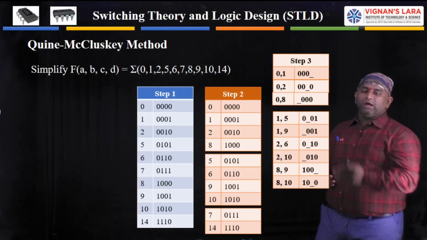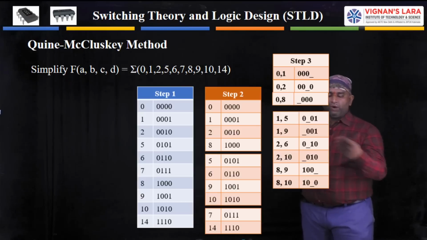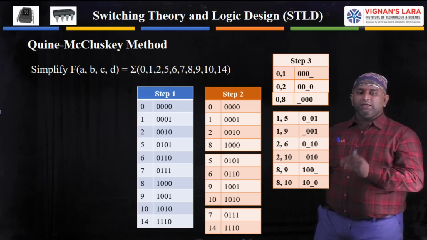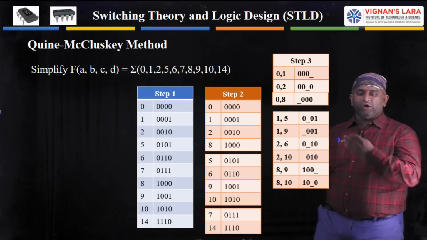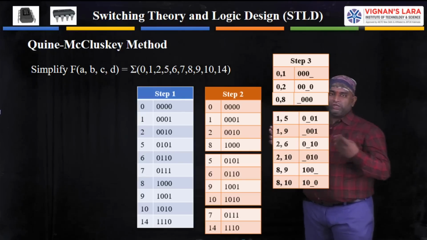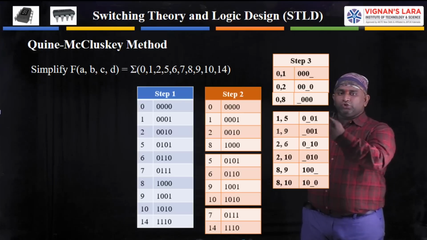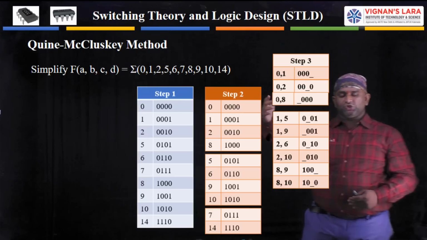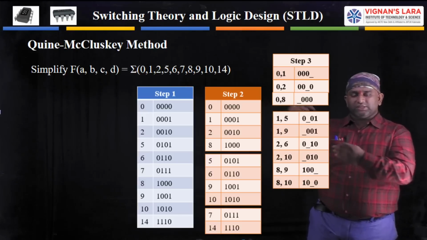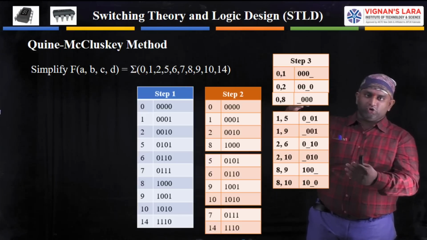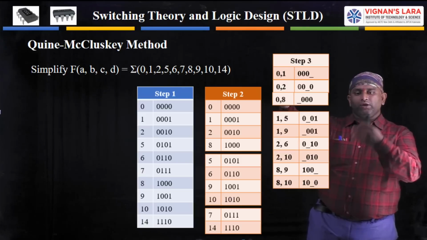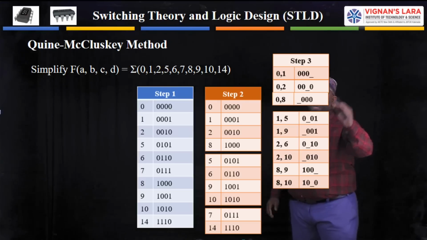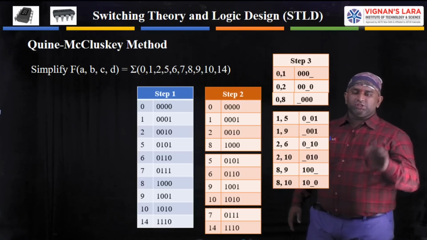So see here 1, 5. In 1 it is 0, 0, 0, 1. In 5 it is 0, 1, 0, 1. So 3 bits are the same. The first bit 0 is common. In 1 and 5, check that the second bit is differentiating. In number 1 the binary equivalent has second bit 0. In 5 the second bit is 1. So the second bit is changing. The third bit is 0 in both and the fourth bit is 1 in both. So this is 0, dash, 0, 1. So this is from 1, 5.